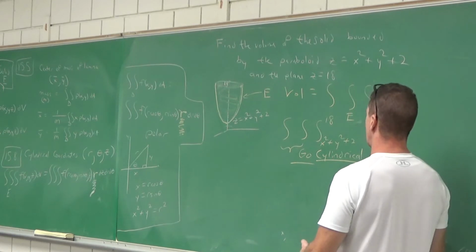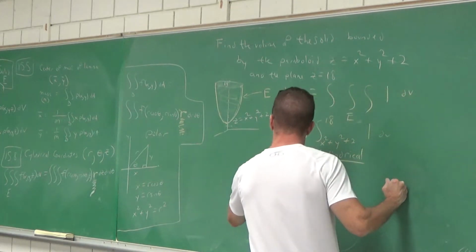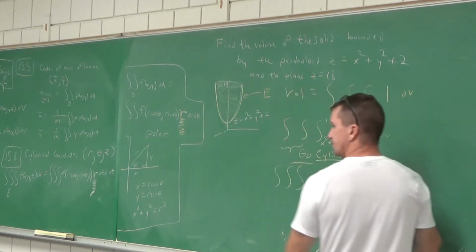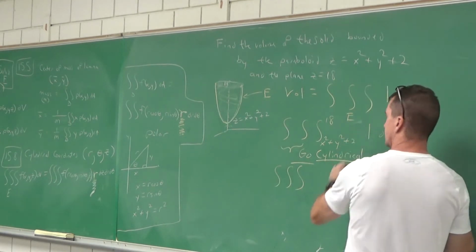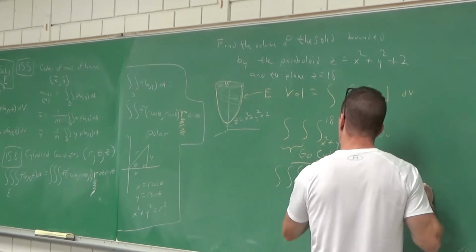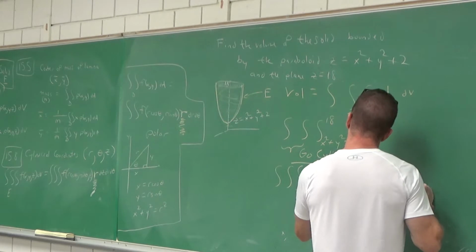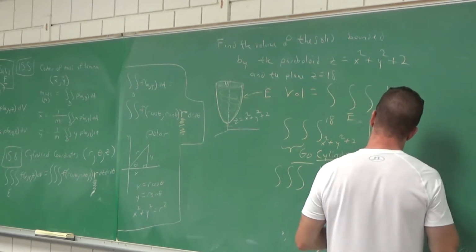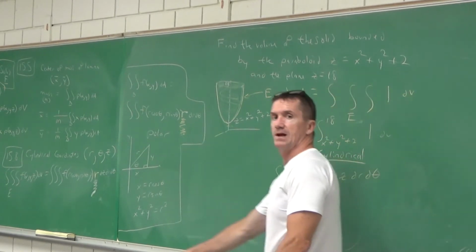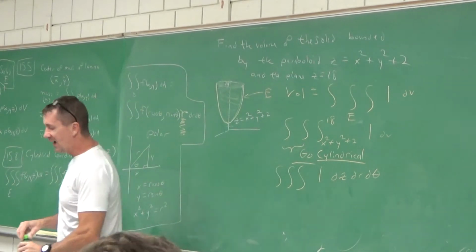So I'm going to start setting this up. I'm going to go cylindrical. What's this number? 1. What's the variables? dz, dr, and d theta. Did I forget anything? Way to go, Rich.